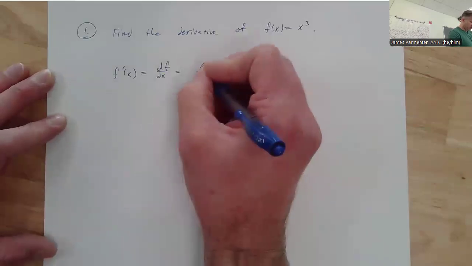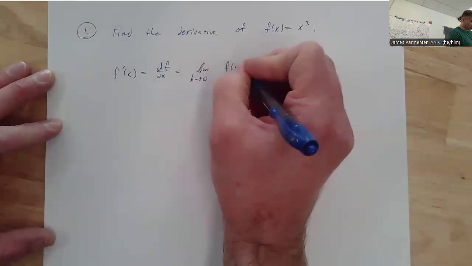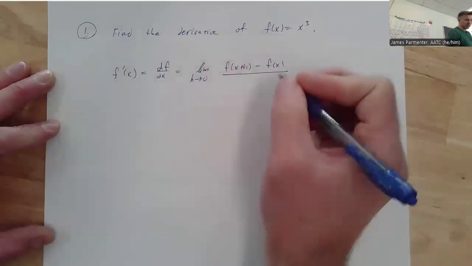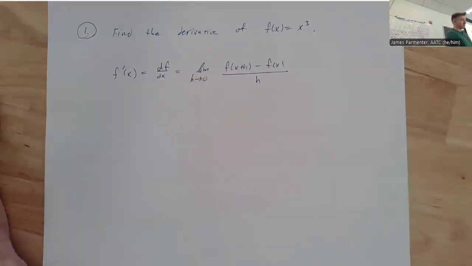But either way, we're just going to throw the definition at it. It's going to be the limit as h goes to 0 of f of x plus h minus f of x divided by x plus h minus x, which I will start writing as just h. But it's a good reminder that it's really just the difference in the y's divided by the difference in the x's, or the slope, or the limit of the slope. Okay, so now we actually have to do the thing.